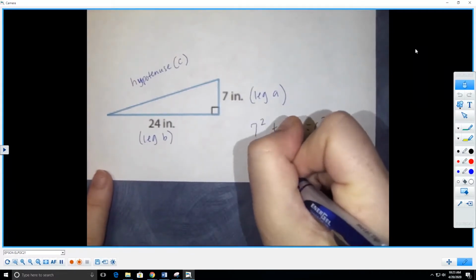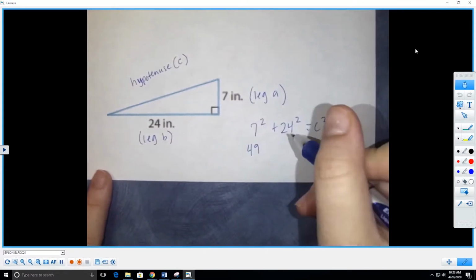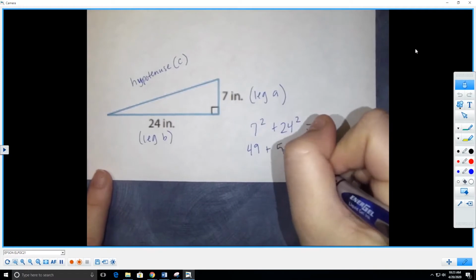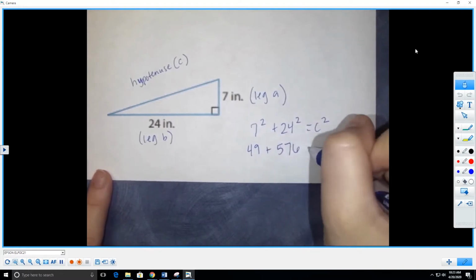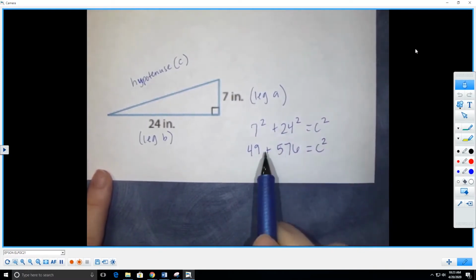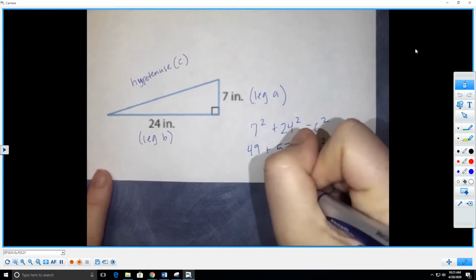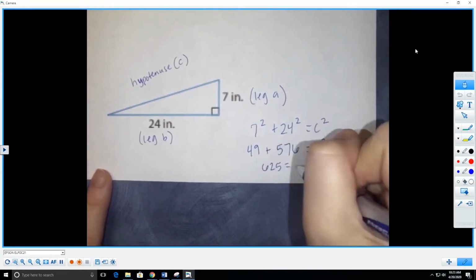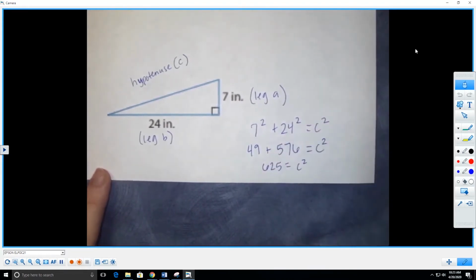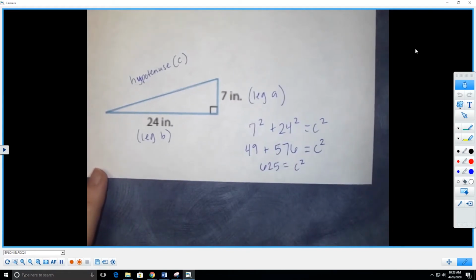So 7 squared is equal to 49. 24 squared is equal to 576, and that's equal to c squared. Now we can add these together. So we have 625 equals c squared. To solve it from here, you must take the square root of each side.